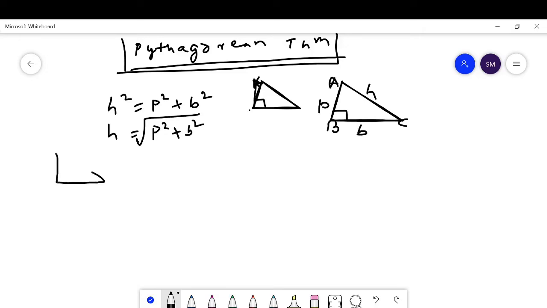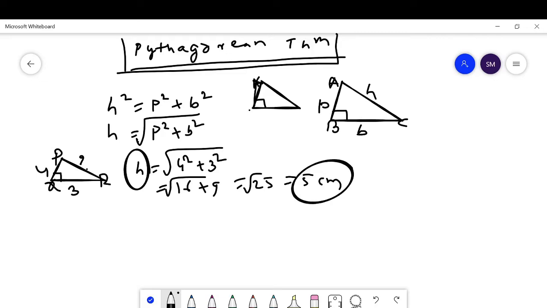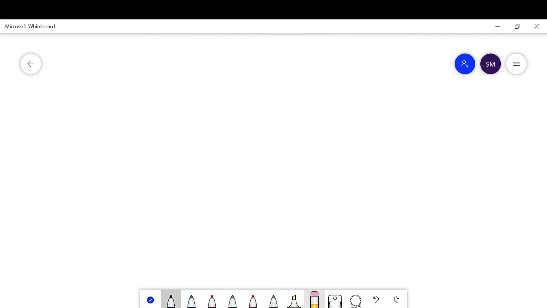Suppose PQR is a right angle triangle in which QR is 3 centimeter and PQ is 4 centimeter. Then we can find PR as the hypotenuse. h is equal to the square root of 4 square plus 3 square, which is the square root of 16 plus 9, the square root of 25, which is equal to 5 centimeter. In this case, we get the hypotenuse is 5 centimeter. Okay. Now we continue with this.